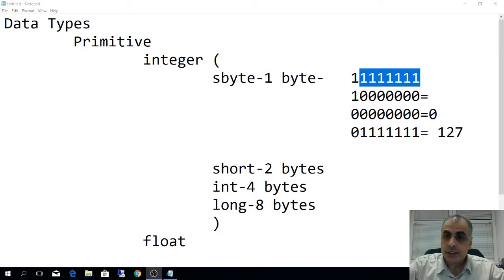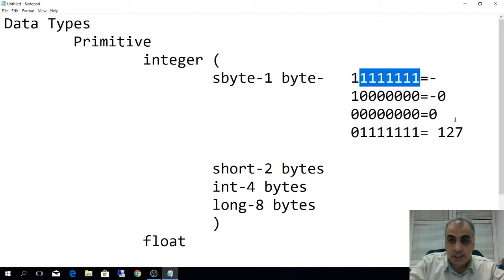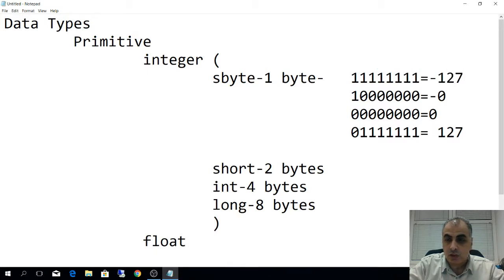So here, what are we talking about? This is 1, 1, 1, 1, 1. So it is equal to minus 0, as I mentioned, minus, what was it? 127. Okay, so for the integer numbers, if we use sbyte, a variable which is sbyte can be maximum 127 and minimum minus 127. Okay, so plus minus 127.